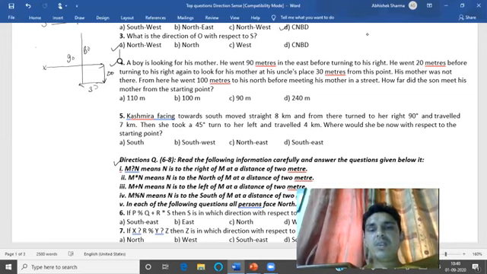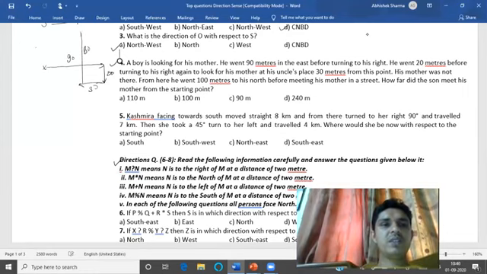100 meter to his north before meeting his mother in a street. Okay, so the question is, how far did the son meet his mother from the starting point? Okay, so this is the situation. How far is the starting point from the point where he meets his mother?